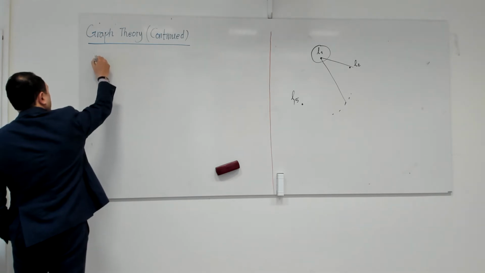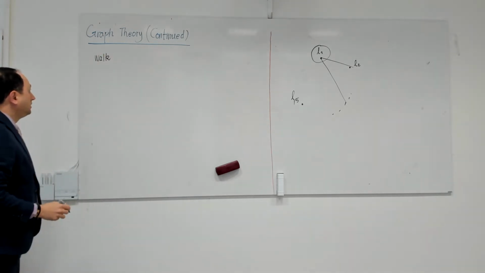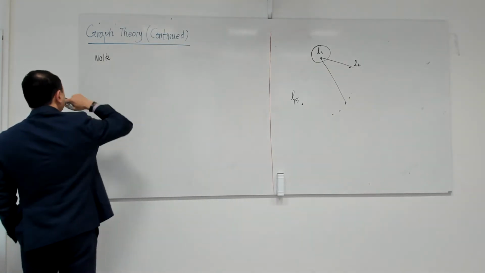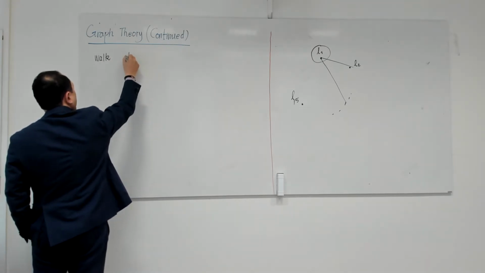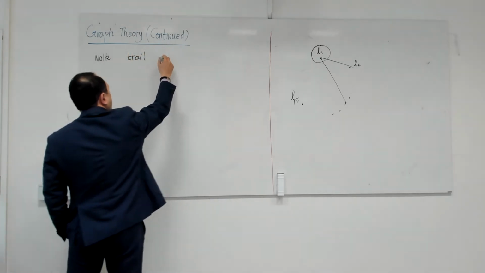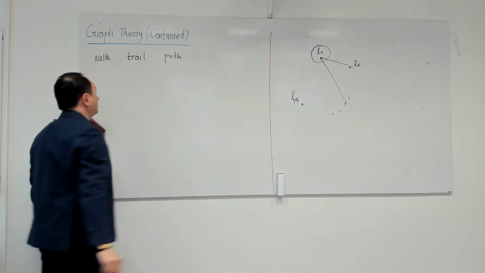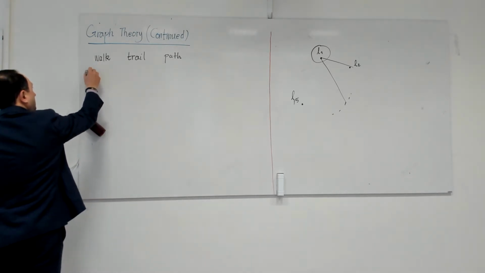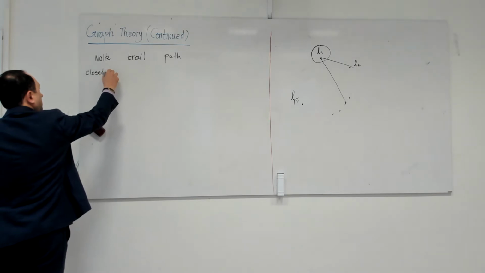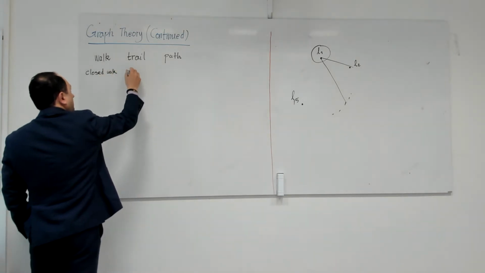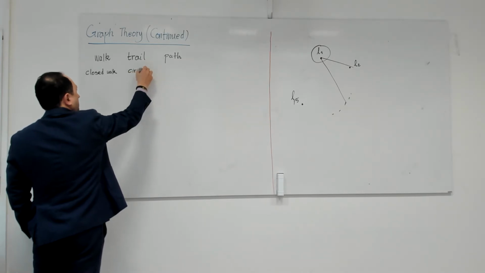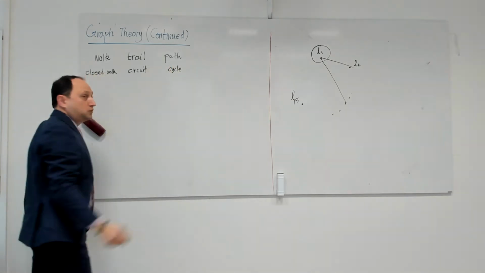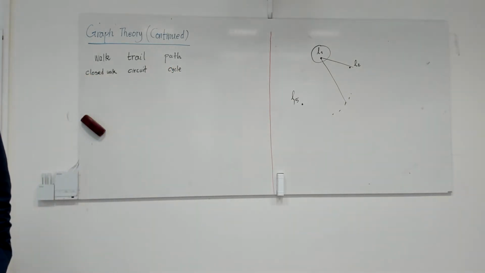We need to know the meaning of a walk, a closed walk. So let me write walk, trail, and path. Yes. So these are the words I want you to know. And then there are closed walk, a closed trail, which we will call a circuit, and closed path, which we will call a cycle. So these 6 words you need to know. I don't know the Swedish translation for them, but you can see them in the book.